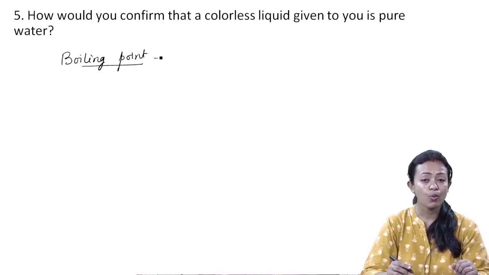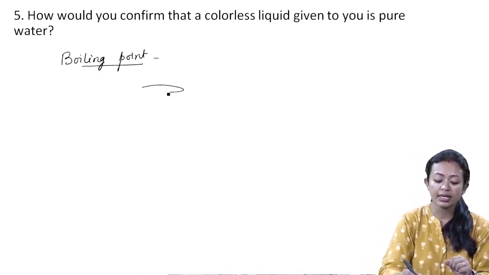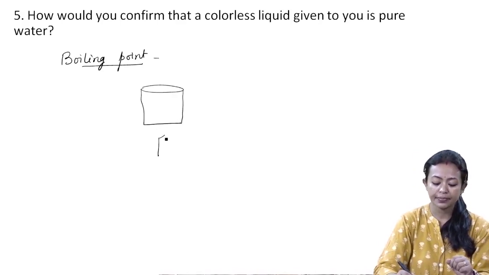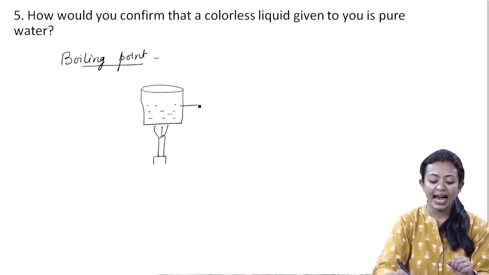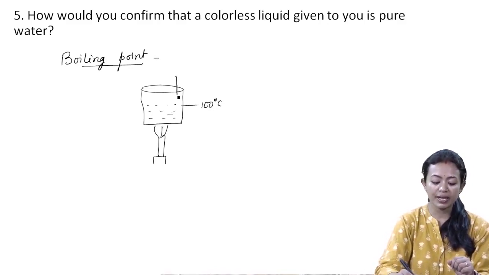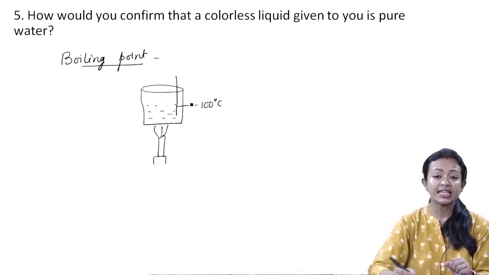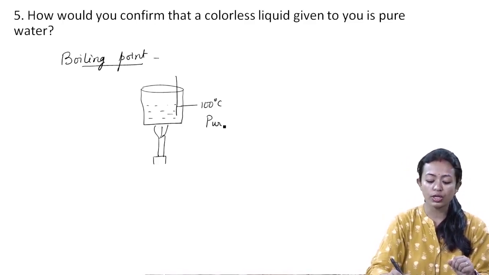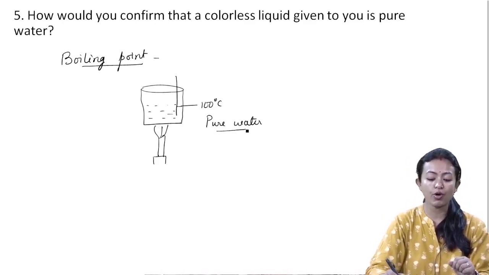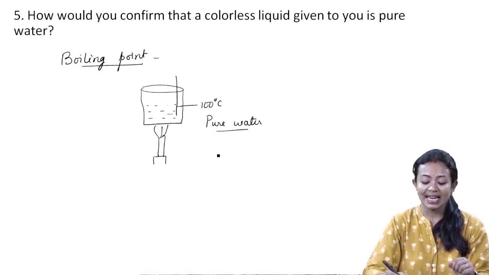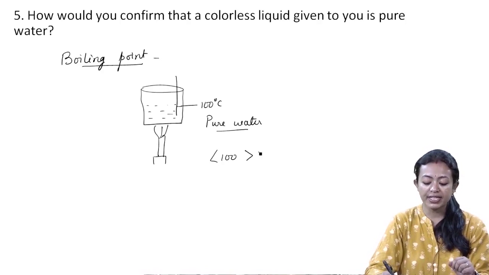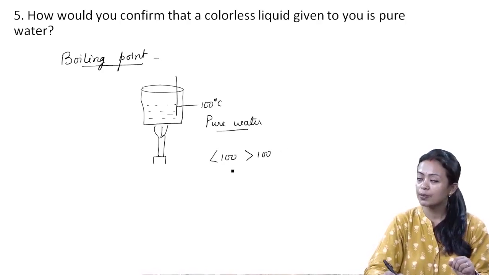So, in case of water, if you take that liquid in a beaker and start heating it, as you keep on heating, if you find that the liquid starts boiling at 100 degrees Celsius, so if you place a thermometer and it shows a reading of 100 degrees Celsius, that means the liquid is pure water, because that is the boiling point of pure water. But in case it is less than 100 or greater than 100, then definitely it is not pure water.